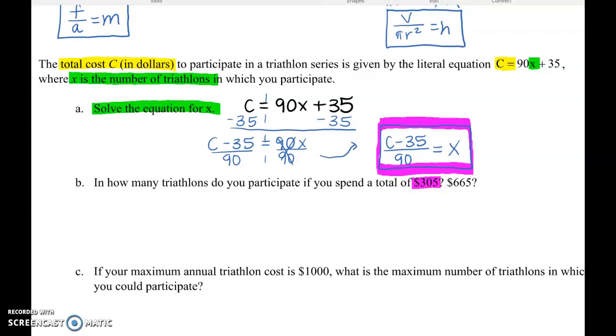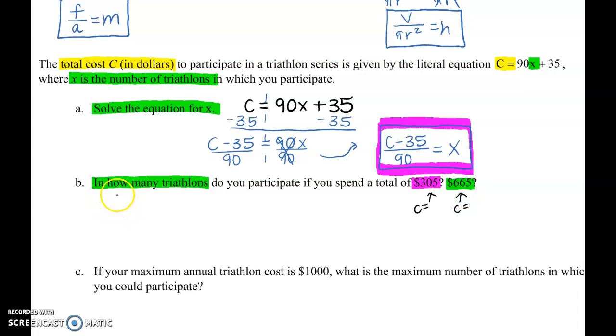And then in this one, $665. So why this is helpful is because we just moved everything over so that x is by itself. And x in this case represents the number of triathlons. So basically it's asking, in how many triathlons do you participate if you spend a total of $305 or $665? So in this case, these values here represent C, which is the total cost.